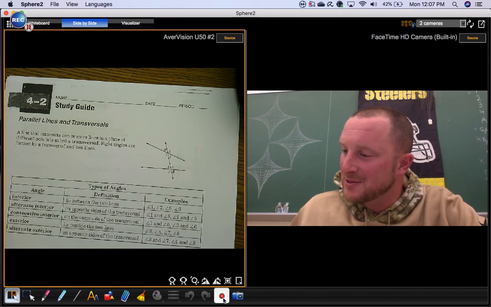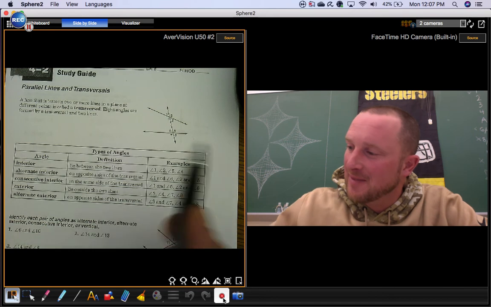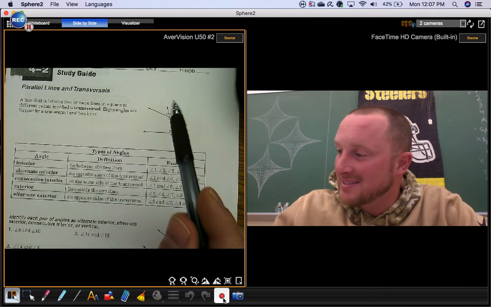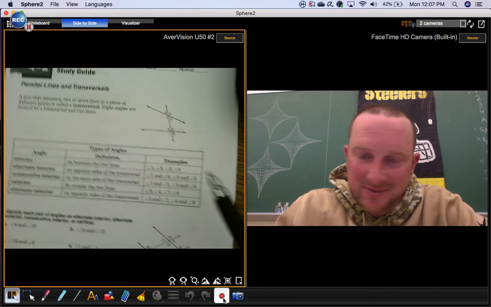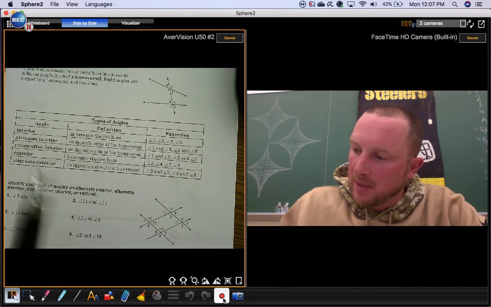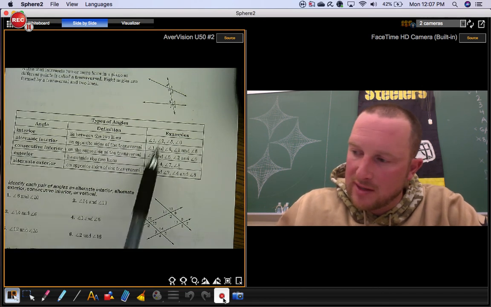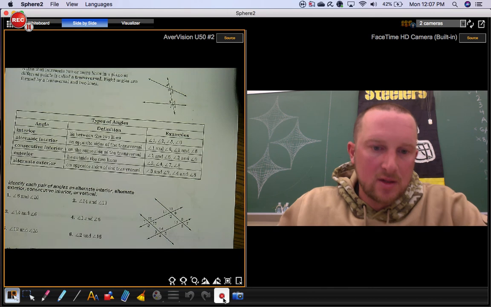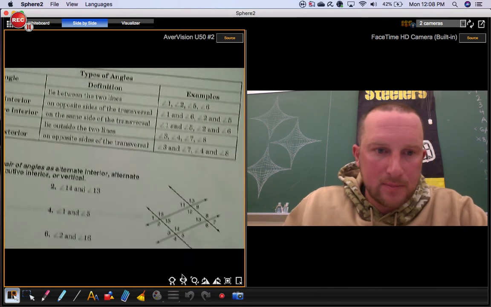Section 4.2 is on parallel lines and transversals. They give you a diagram with two lines and a transversal. Remember, the transversal is the line that touches the other two. That gives you 8 small angles, and they classify the relationship that these angles have with each other in this box. So if you don't remember the relationships, you can always look there.